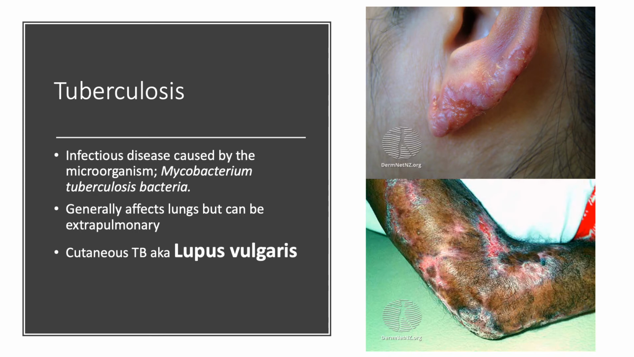So moving on to tuberculosis. Tuberculosis is an infectious disease caused by the microorganism Mycobacterium tuberculosis. It generally affects the lungs but has extrapulmonary manifestations, and apart from skin manifestations, which we call cutaneous TB, also known as lupus vulgaris, there are other extrapulmonary manifestations, for example those that affect the central nervous system, such as TB meningitis. The adrenal glands can lead to Addison's disease, bones and joints that can lead to Pott's disease.